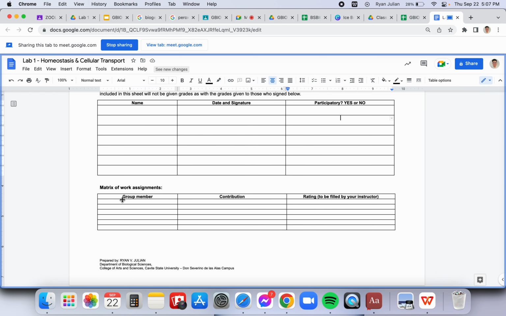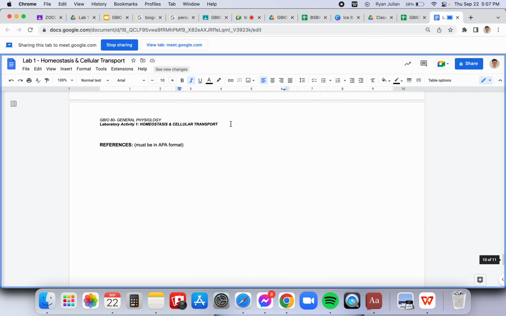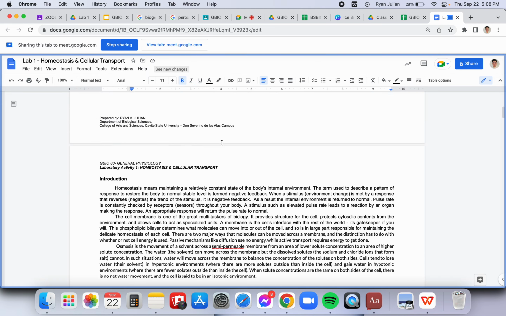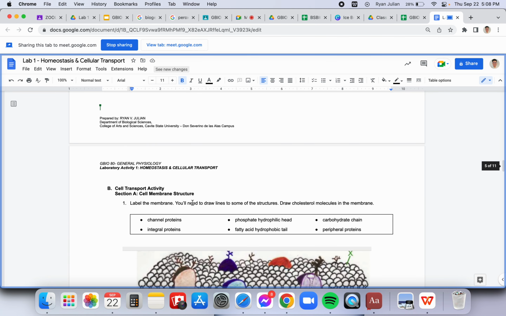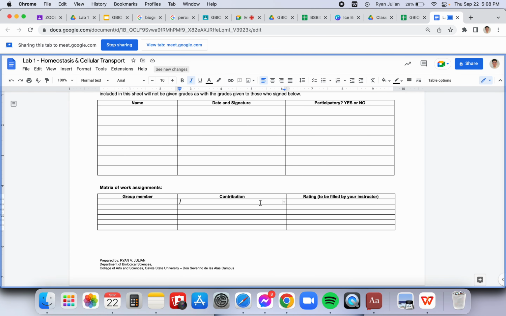And for the last one po is the matrix of work assignments. Same thing with this table. Just put your group members. You are composed of 6 per each group. And you also have to mention or type in the contribution of a particular member, kung anong part ang kinundak na po sa activity, kung siya ba yung sumagot sa concept map, siya ba yung sumagot dito sa questionnaires, or siya ba yung nag-answer sa labeling, which is the photo right over here. As simple as that. And I bet na sana lahat kayo may contribution according to the assigned task that is given to you by your leader.